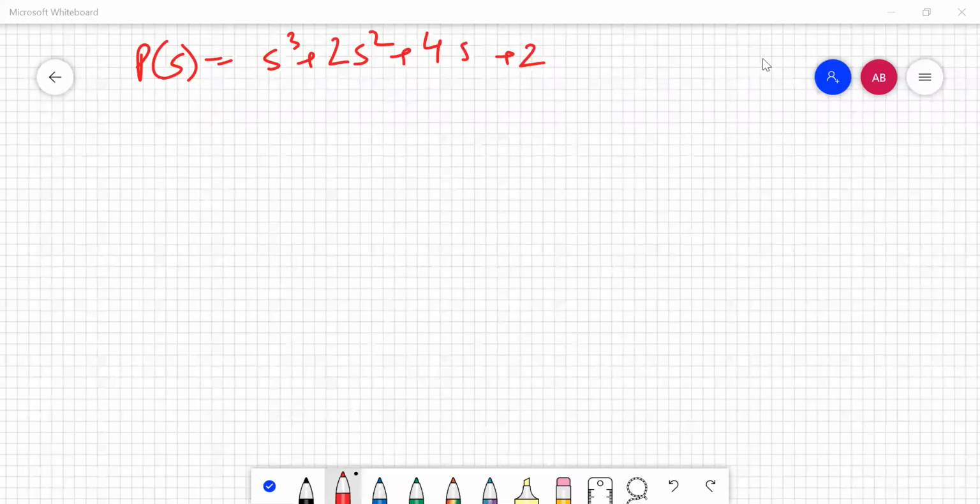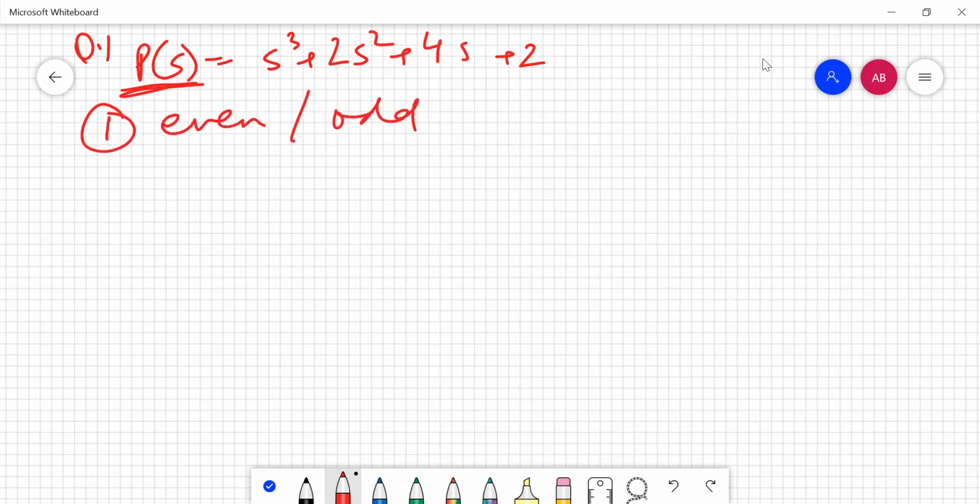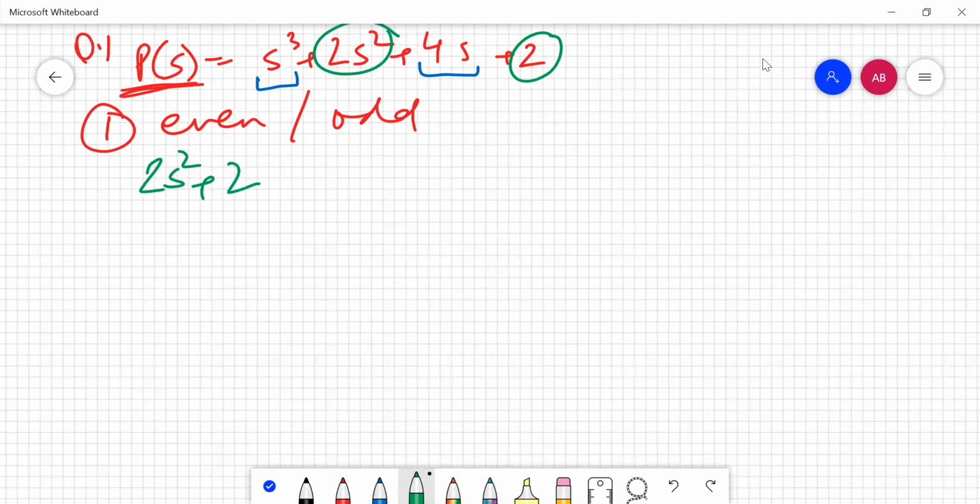So now you are given a question: find out whether this given polynomial, s cube plus 2s square plus 4s plus 2, is Hurwitz or not. The very first step that you are going to do is separate it in terms of even and odd polynomial. So your s cube and 4s will be your odd ones, while your 2s square plus 2 will be the even polynomial. So let's separate them. You will get even as 2s square plus 2, while the odd will be s cube plus 4s.